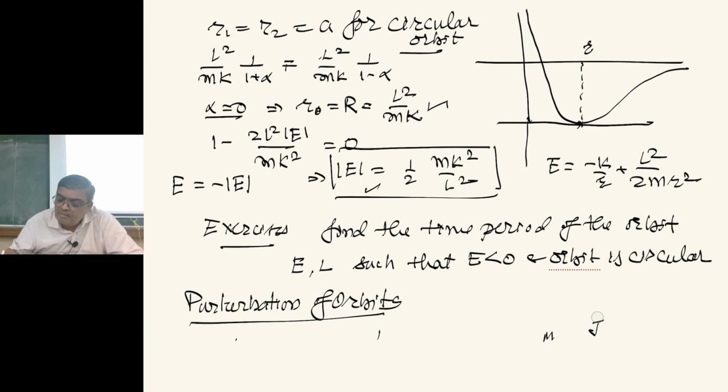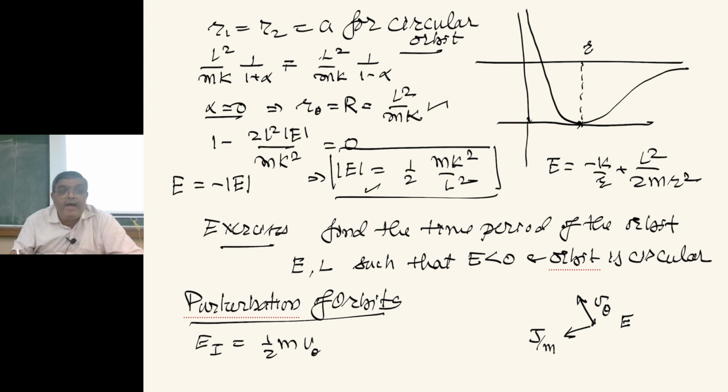So what happens here? Here I am going to have a velocity J by M, and there is going to be a tangential velocity, right? V theta. So initially the energy was E. Okay, and in a circle V_R is 0. So the initial energy is equal to half m into V theta squared. Is that right?